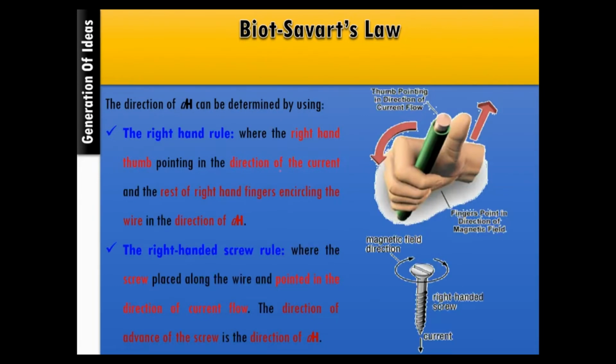So the direction of the magnetic field, we can determine easily by using the right hand rule. For this rule, you will use your right hand. This is your thumb and these are the other four fingers. The thumb shows the direction of the current flowing, and the direction of the other four fingers shows the direction of the magnetic field.